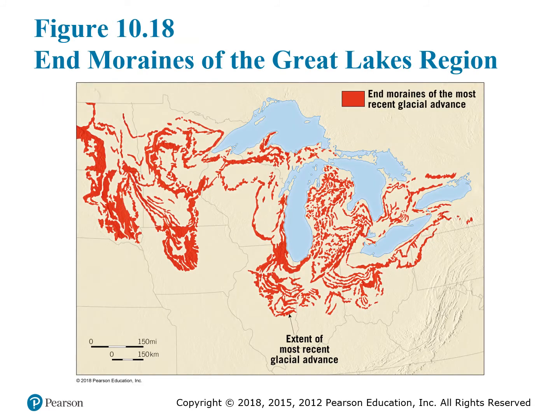Let's show you some pictures. These are end moraines in the Great Lakes region. These are areas that have been mapped showing the extent of past glaciations on the American continent. Today, obviously, in Minnesota, Michigan, Illinois, Ohio, Indiana, there are no glaciers there, right?